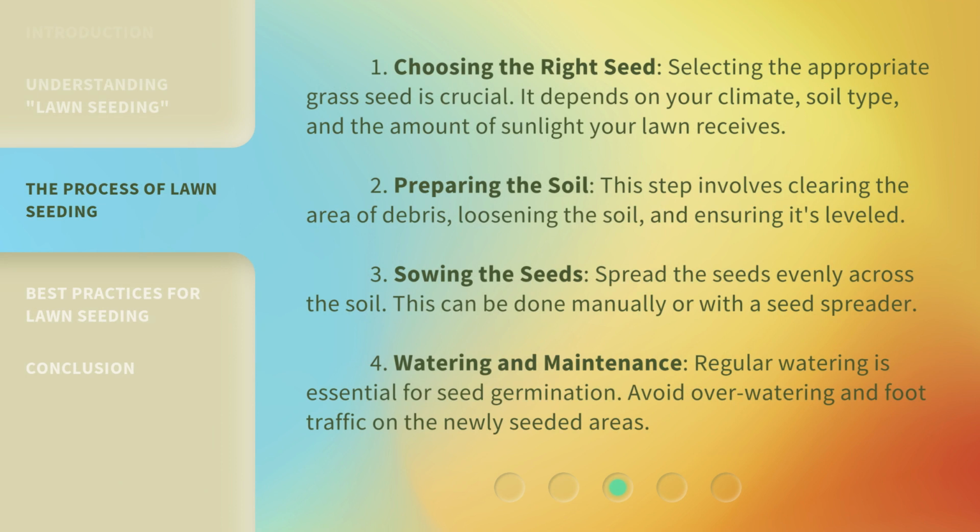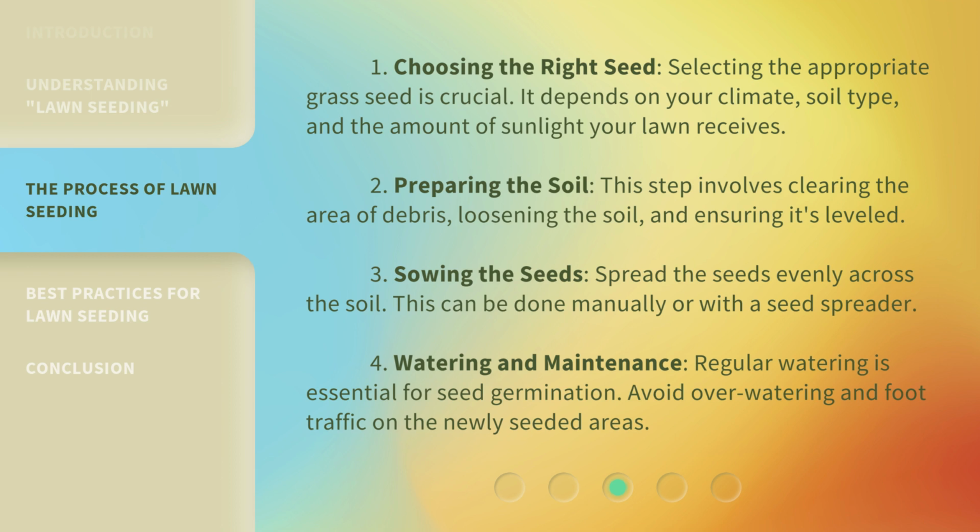1. Choosing the right seed. Selecting the appropriate grass seed is crucial. It depends on your climate, soil type, and the amount of sunlight your lawn receives. 2. Preparing the soil. This step involves clearing the area of debris, loosening the soil, and ensuring it's leveled.